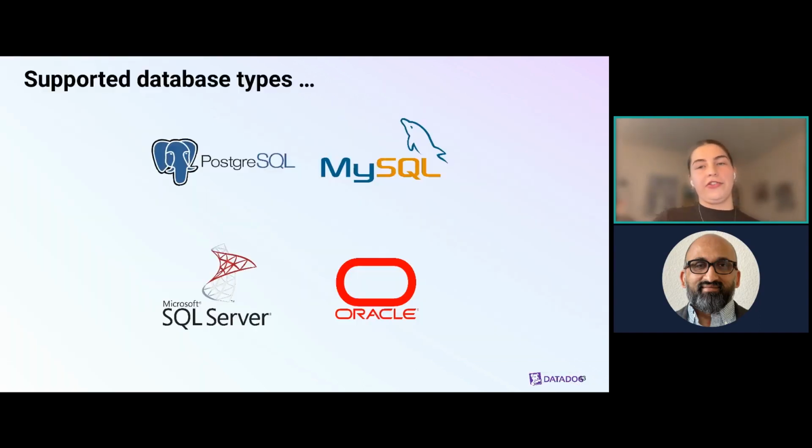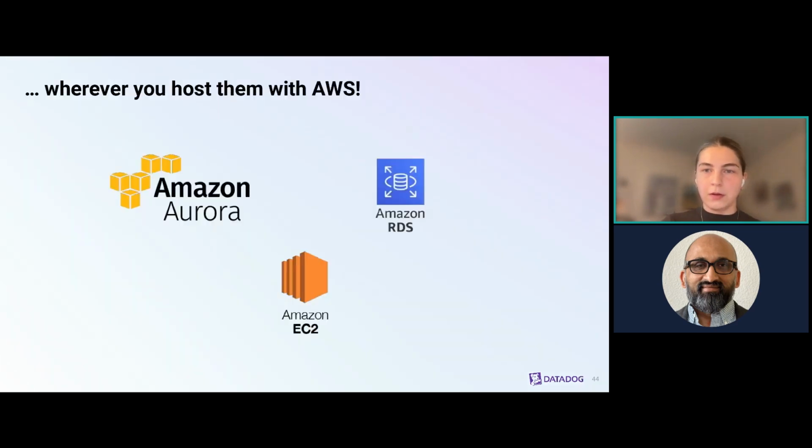Now that we have a better understanding of what DBM does, the last things we'll touch on before the demo are setup and supported databases and hosting types. DBM today allows you to monitor your Postgres, MySQL, SQL Server, and most recently, Oracle databases. Importantly, DBM supports both self-managed and cloud-managed versions of these aforementioned database types, including Amazon Aurora, RDS, and EC2.